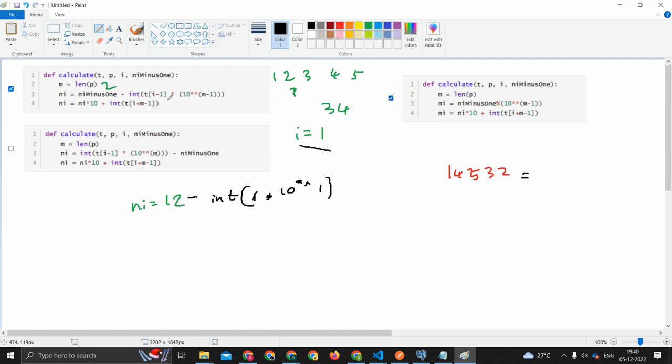It is int of t of I minus 1. I is 1 here, so that will become t of 0. T of 0 in this text is 1. So he is converting to int. So it is 1 into... what is happening? He is multiplying by 10 power 1. M is 2, 2 minus 1.